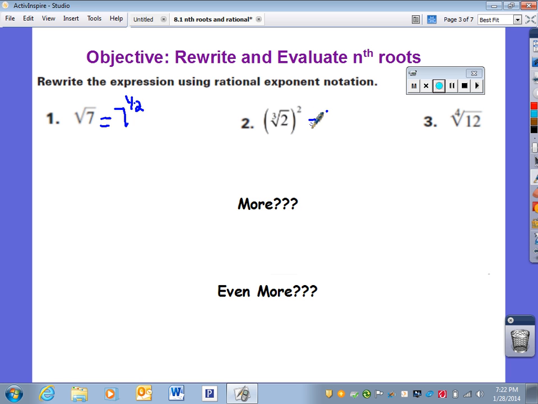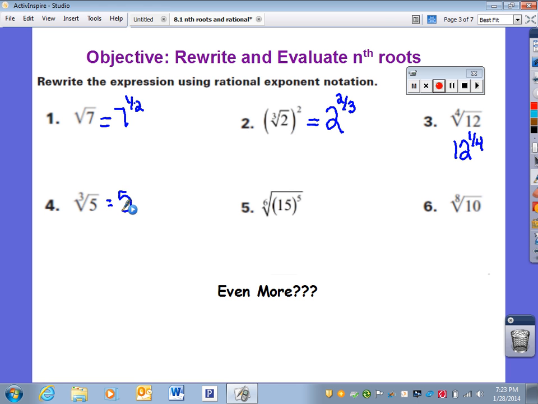In this example, number 2, again, the base is 2, the exponent is a 2, and the radical is to the root of 3. So that becomes our denominator. In number 3, the base is 12. The 12 is to an exponent of 1, and the denominator is the root, which is the 4th root. So that's going to be 12 to the 1/4 power. Let's try some more. So we have 5 to the root of 3, so that's going to be 5 to the 1/3 power.